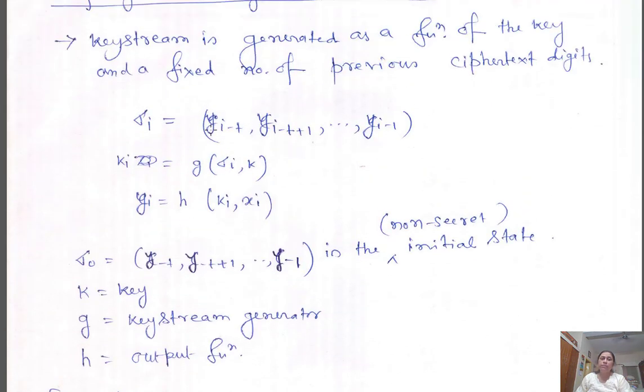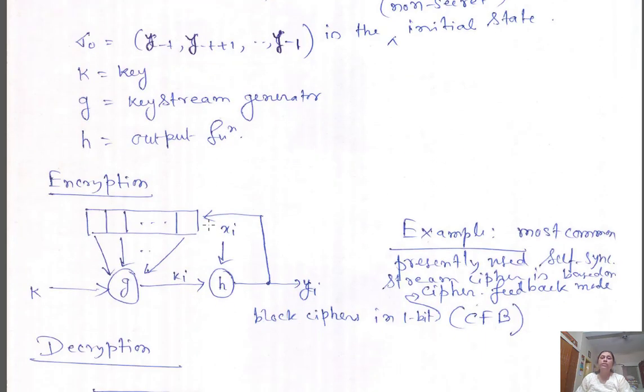So it will take sigma i. Sigma i consists of the i minus 1 previous ciphertext digits. This is memory, this is using a state. These T many ciphertext digits contribute in generating the key stream together with the initial key. Then, as normal, you apply the output function on ki and xi and generate yi.